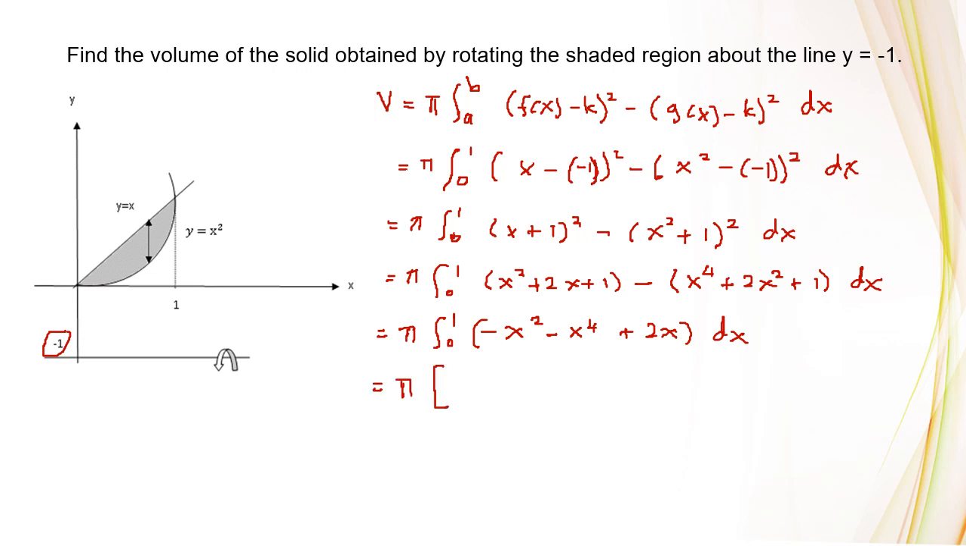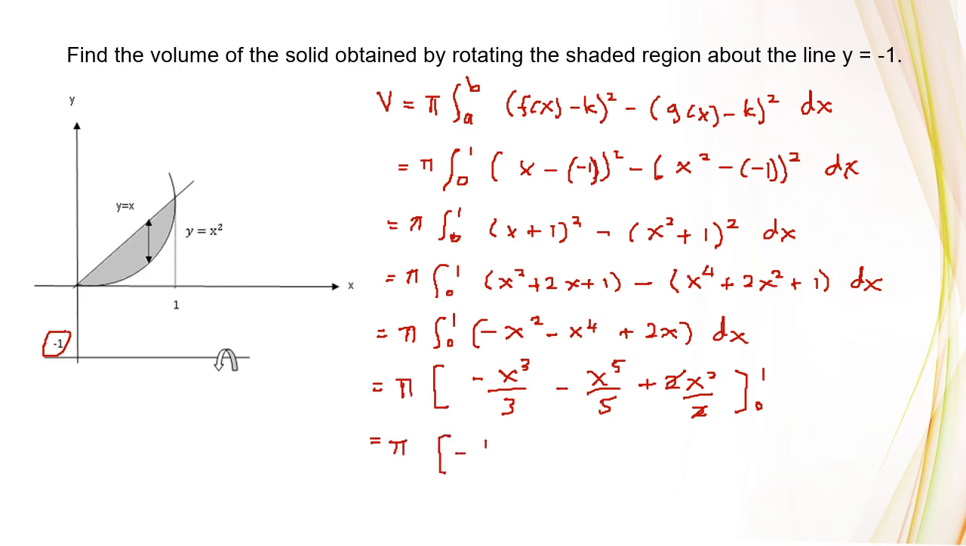Then we can integrate our function. Negative integrate x squared, we will get x cubed over 3, minus integrate x to the power of 4 is x to the 5 over 5, plus 2 integrate x is x squared over 2. And we can cancel the 2, with limits 0 to 1.